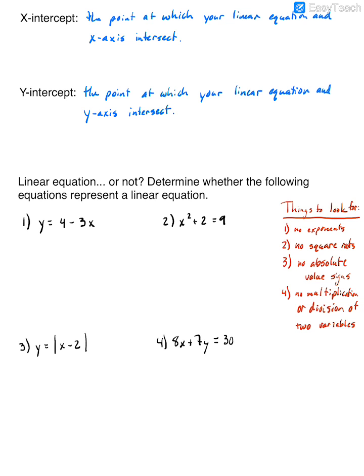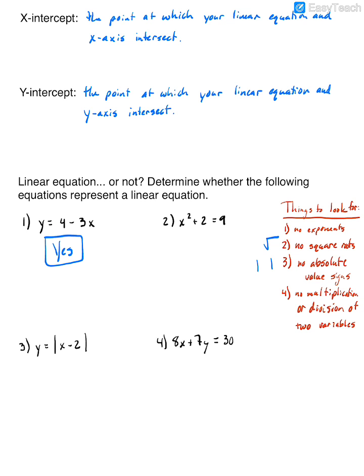So looking at number 1, you have y equals 4 minus 3x. I don't see any exponents or square roots. Remember, square root is something that looks like that. Absolute value bars, it doesn't have those. And 3 and x are multiplied to each other, which is fine, but x and y are not multiplied to each other, so that's okay. So I would say yes, this is a linear equation, okay?